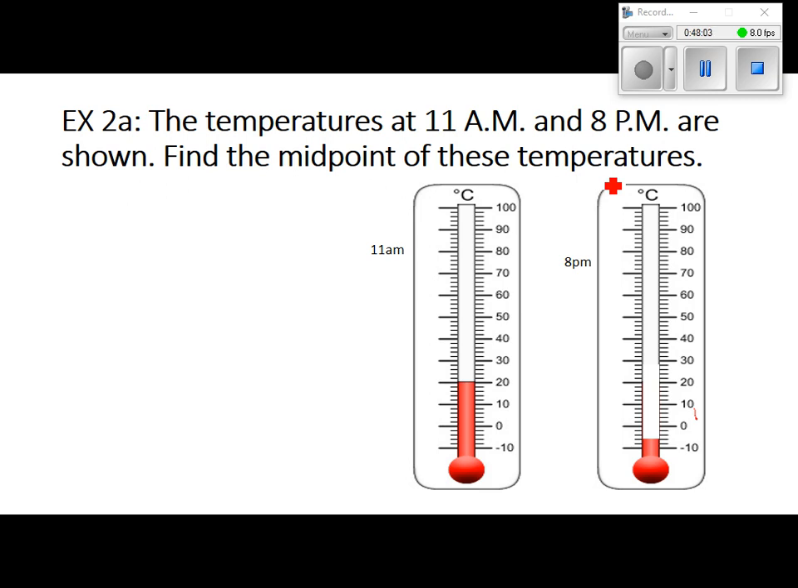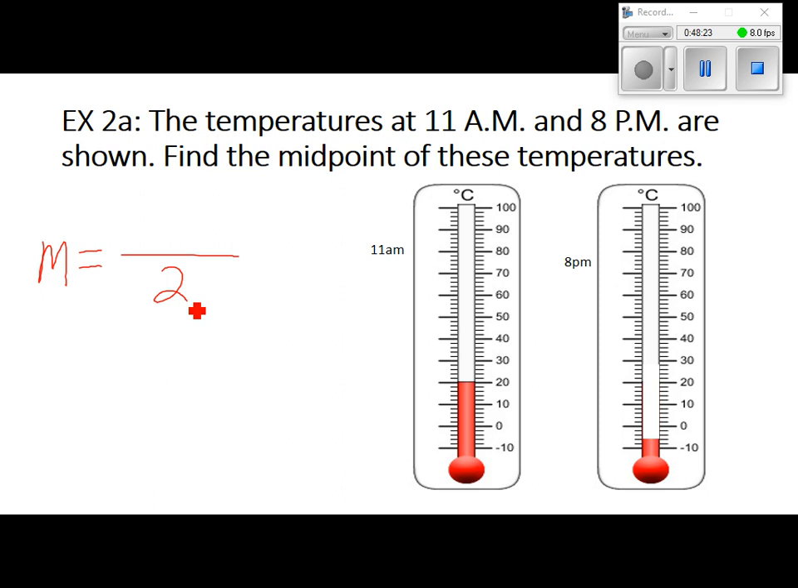The temperatures at 11 a.m. and 8 p.m. are shown. Find the midpoint of these temperatures. So we're going to find the midpoint. We're going to divide by 2.